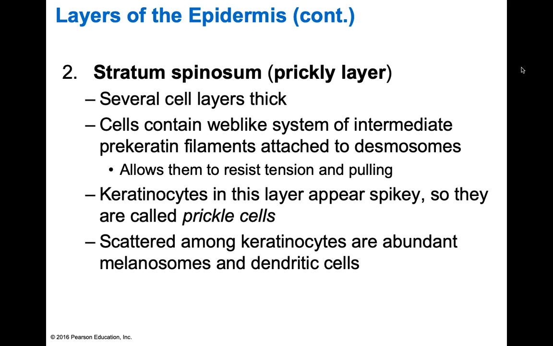So these cells contain web-like systems of intermediate prekeratin filaments attached to the desmosomes, which remember we talked about previously, that allow them to resist tension and pulling. Our keratinocytes in this layer appear spiky under a microscope, so that's why it's called prickly cells and a prickly layer. Scattered among all of these keratinocytes are abundant melanosomes and dendritic cells. And of course, we talked about this previously today.